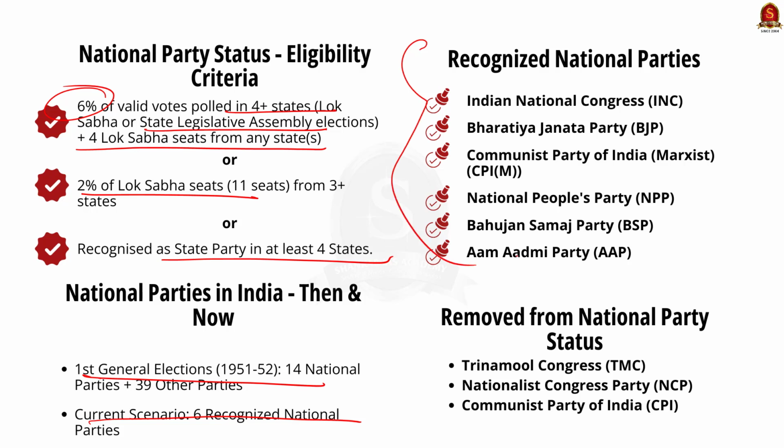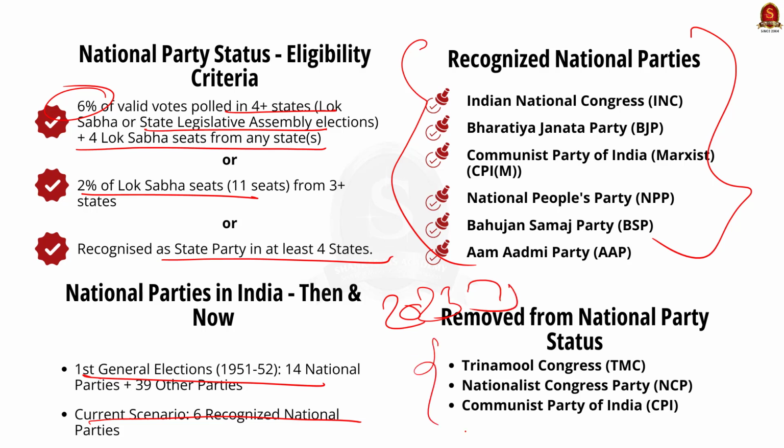They are BJP, INC, CPI Marxist, National People's Party, Bahujan Samaj Party, Aam Aadmi Party. Know that in April 2023, Election Commission of India removed 3 parties from the list of national parties. They are Trinamool Congress, Nationalist Congress Party, Communist Party of India, CPI.